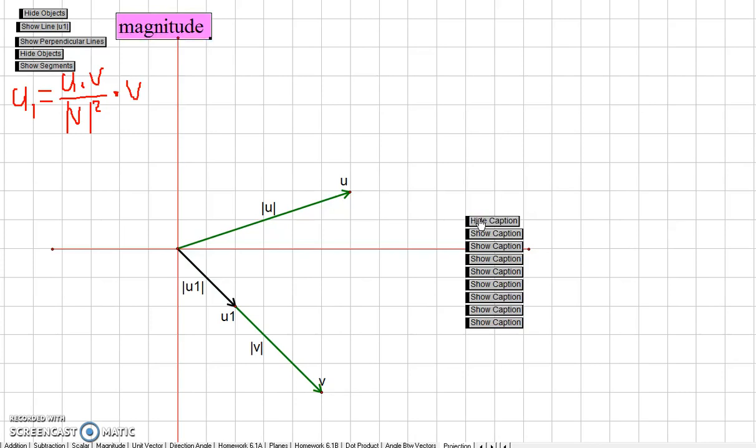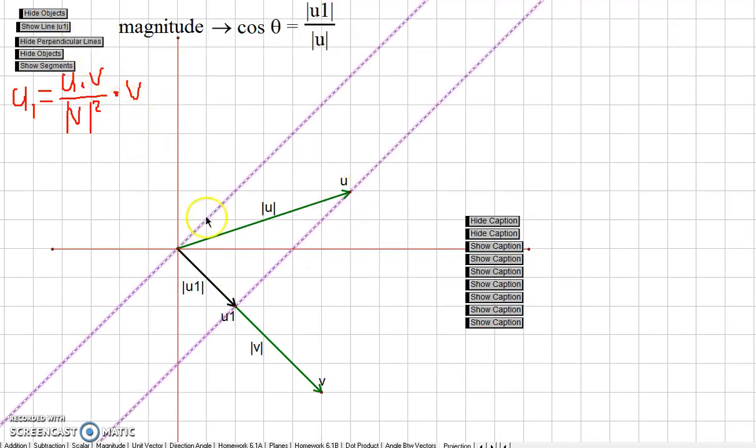Okay, so let's start by talking about the magnitude of this vector. If I were to put in an angle theta right here, the angle between vector u and vector v, and I thought about just this length in black that I have here. This is a right angle right here. Let me put in those perpendicular lines. This is 90 degrees. That's how we built that.